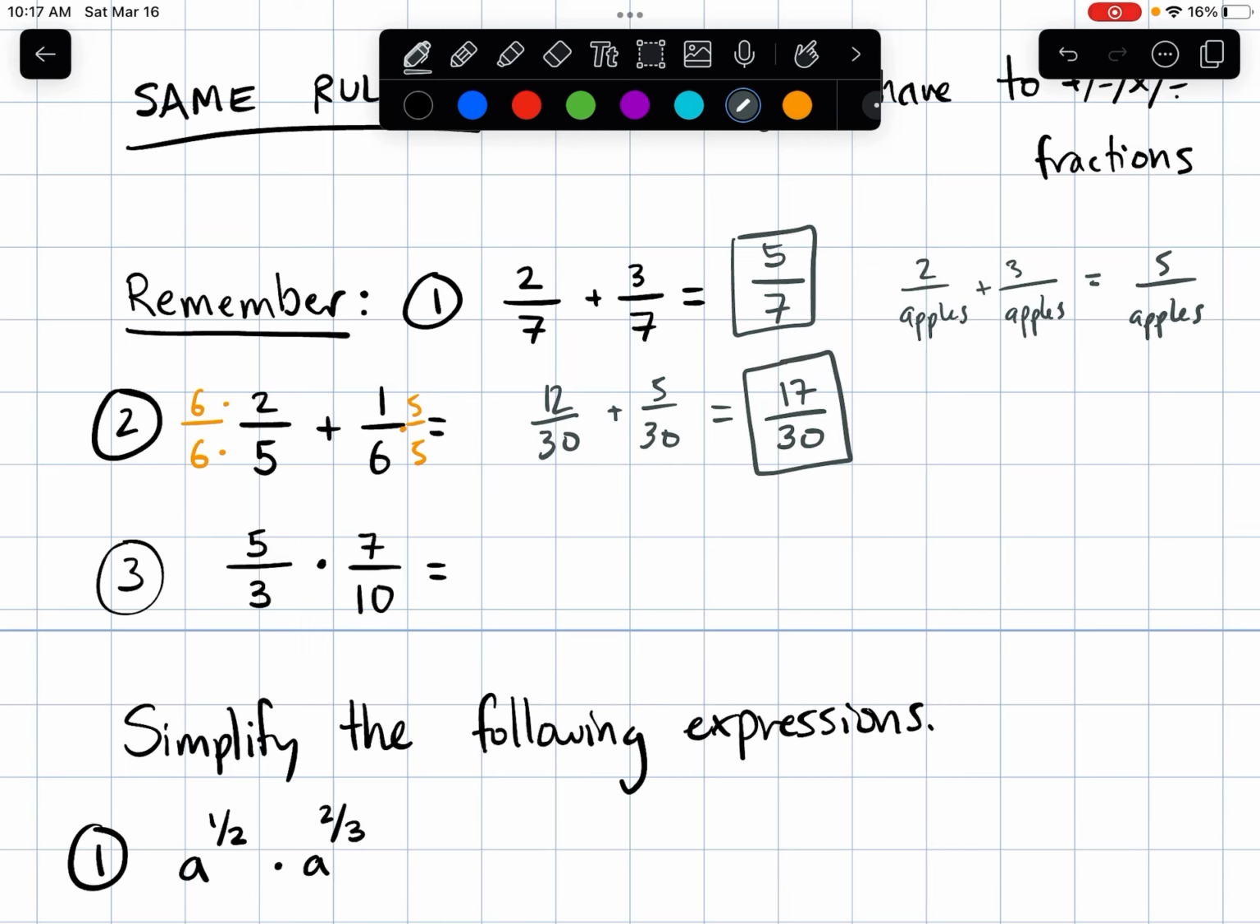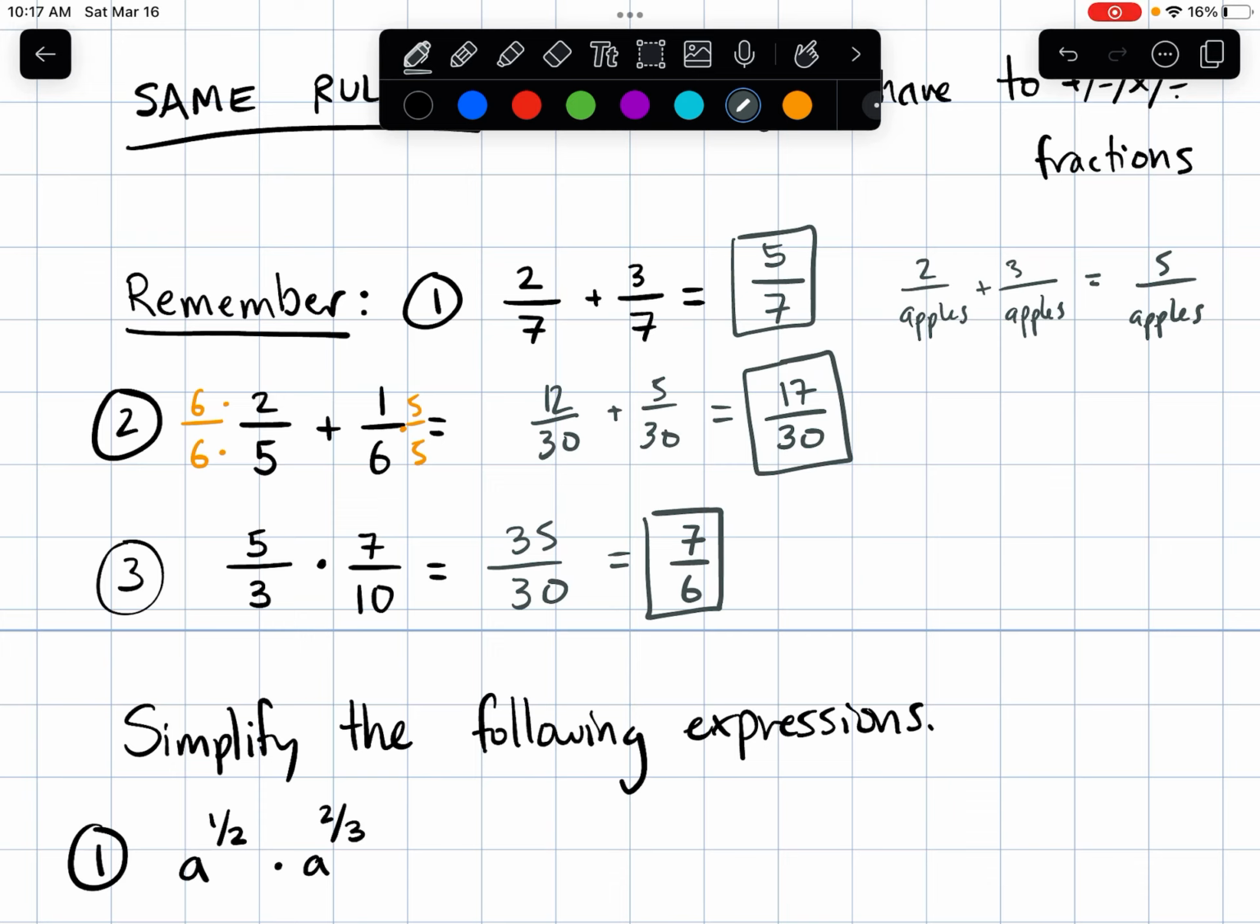And then for problem number 3, whenever you're multiplying, it's kind of simple. You can just multiply straight across. So we get 5 times 7 is 35. On the bottom, 3 times 10 is 30. And we know that these are both reducible by a factor of 5, so that would give me 7/6. Okay, so that'd be our final answer.